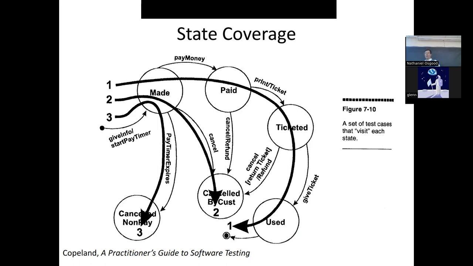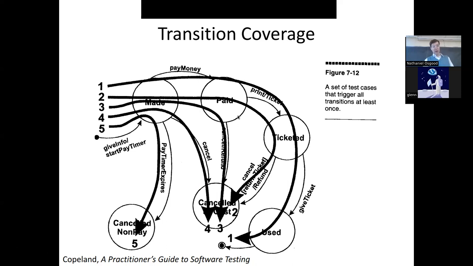Or you might have one of these for buying tickets for airlines. This is a little bit dated now, but you're in a state of having made the reservation or paying the reservation. You might do those at somewhat separate times. You've made it, you've locked it down, and you have a certain amount of time to pay it, and then you're fully ticketed. Again, it's a bit dated, but we might have different levels of coverage within here. We have the states again, we have transitions, and then we can have different levels of coverage. We can have state coverage where we reach each of these states: made, paid, ticketed, used, canceled by customer, canceled through non-payment, or we can have transition coverage where we cover each of these transitions.